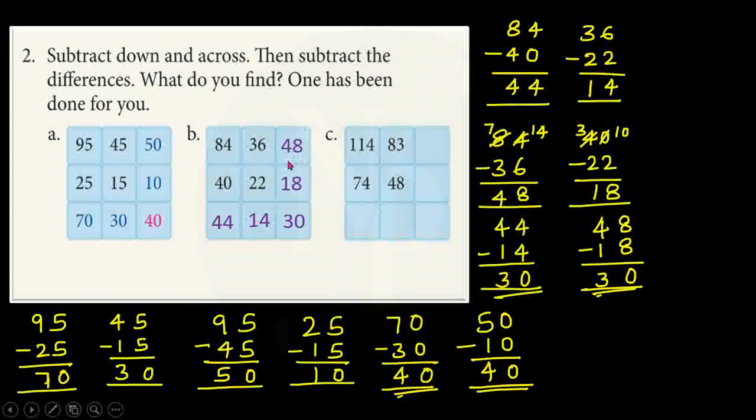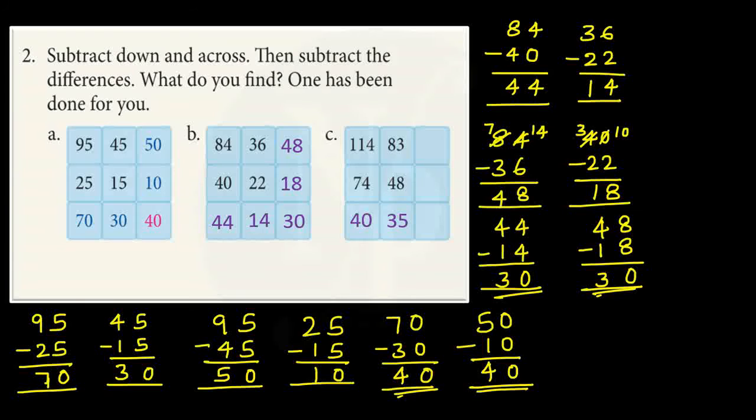After finding these differences, we have subtracted these differences also. We have subtracted 14 from 44 and we get 30. On subtracting 18 from 48 also we get 30. So the difference we get from subtracting the differences will be same. So now as explained in B and A, you should complete C also. I will give the answers. You should find differences and then fill these boxes in your textbook.